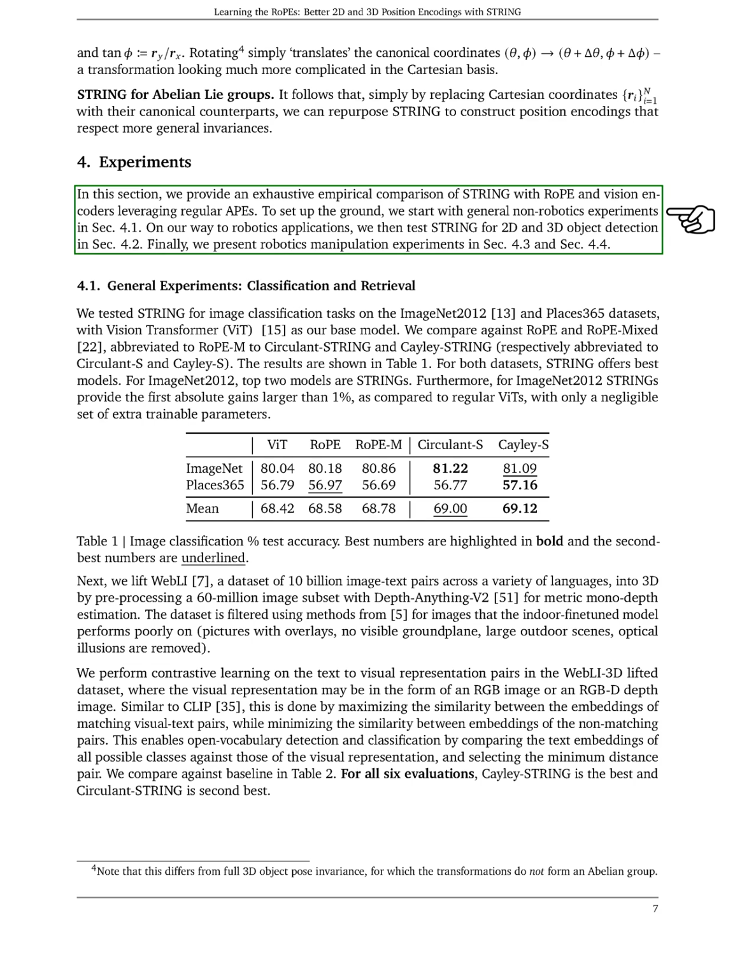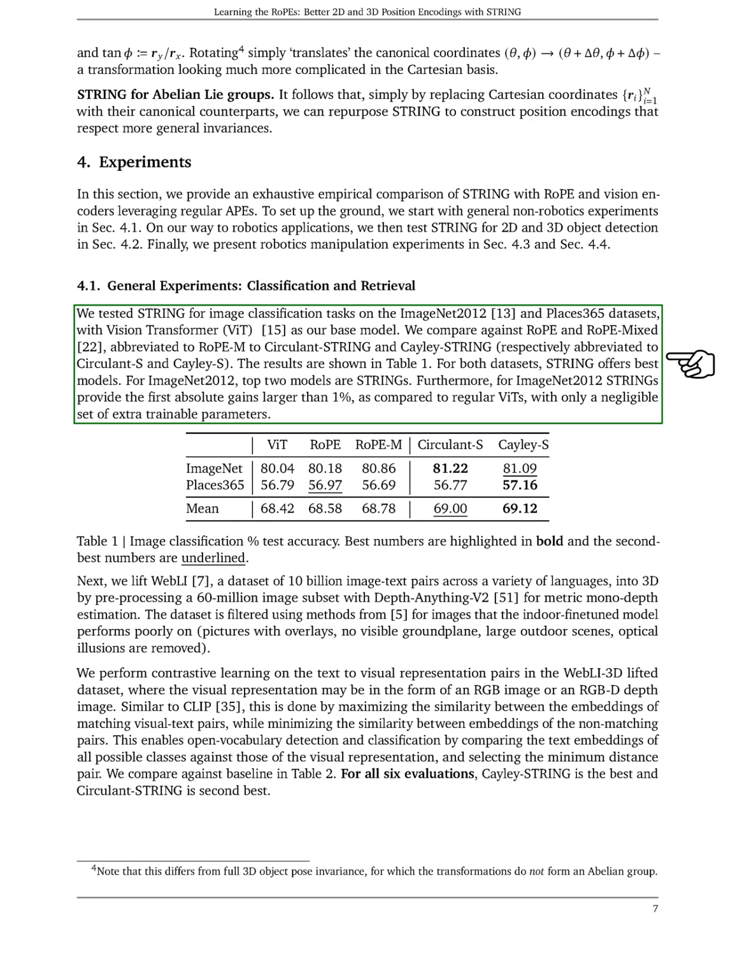Section: General Experiments, Classification and Retrieval. In this section, we conducted experiments to evaluate STRING for image classification tasks using the ImageNet 2012 and Places365 datasets, employing the Vision Transformer, ViT, as our base model. We compared STRING against RoPE and RoPE-mixed, which we abbreviated to RoPEm, as well as circulant-STRING and Cayley-STRING, referred to as circulant-S and Cayley-S. The results, displayed in a table, indicate that STRING consistently outperforms the others.